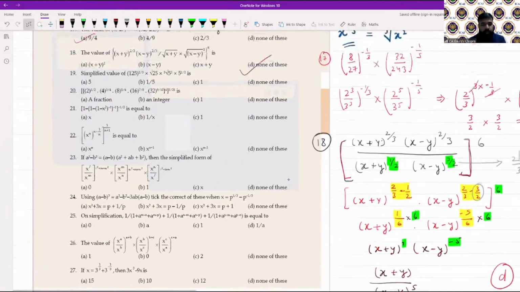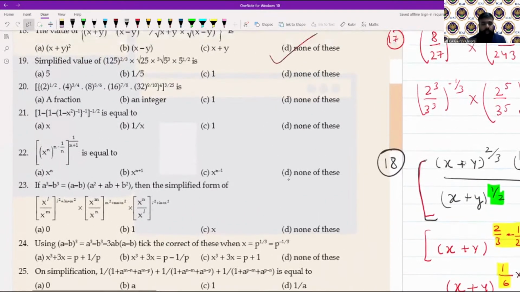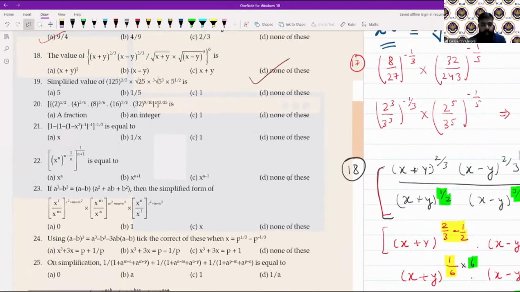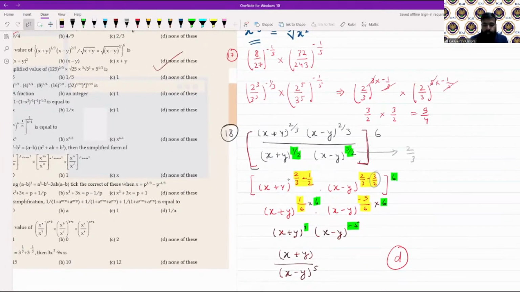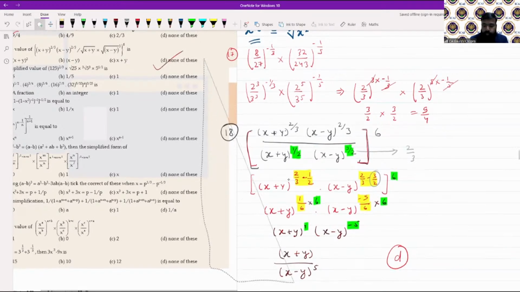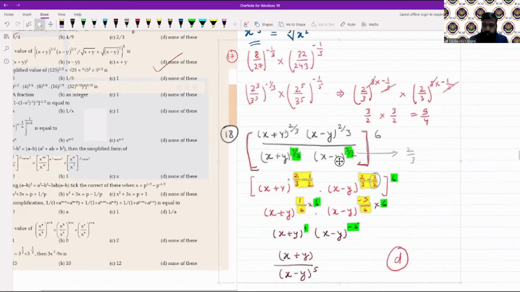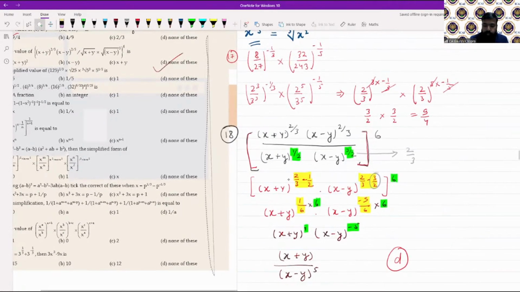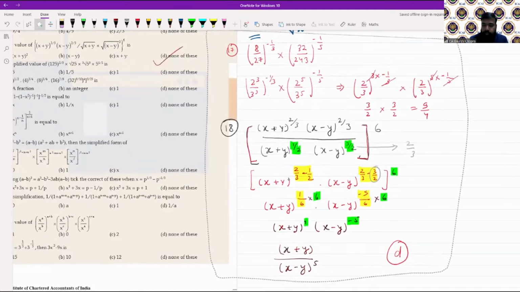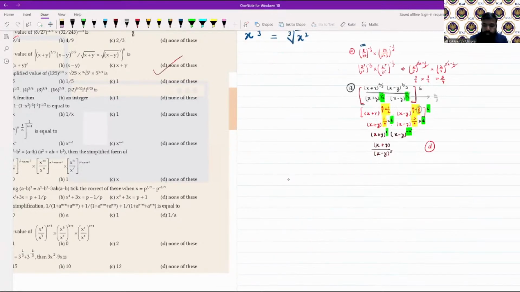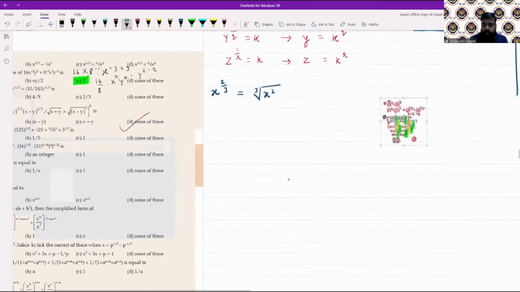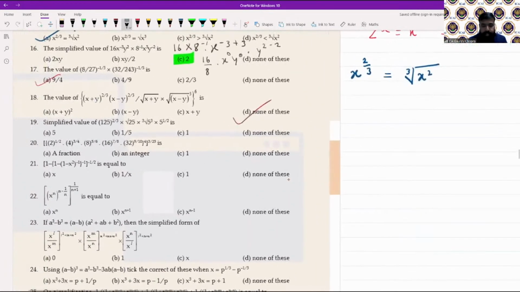So this was question number 18. Now time for question number 19. 19 is also easy, you can try. Everything you can convert in the power of 5. So let us make some space here. Okay, so now we can try the 19th question.